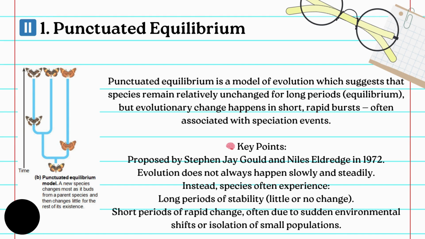In 1972, they proposed that evolution does not always happen slowly and steadily. Instead, species often experience long periods where there's no change, and then a short period of rapid change, often due to sudden environmental shifts or isolation of small populations. So this equilibrium is saying that for a long time a species stays the same, no changes.